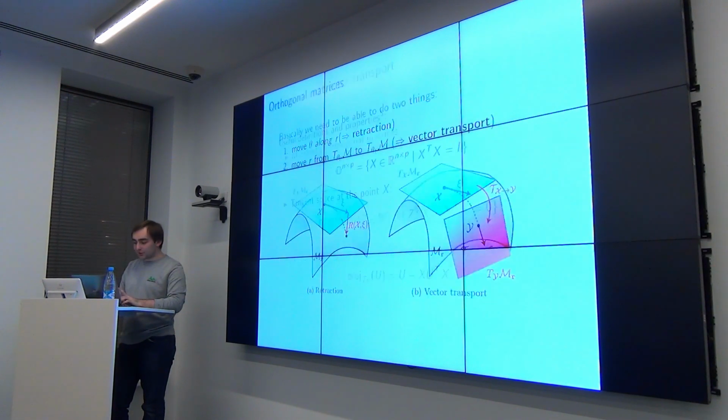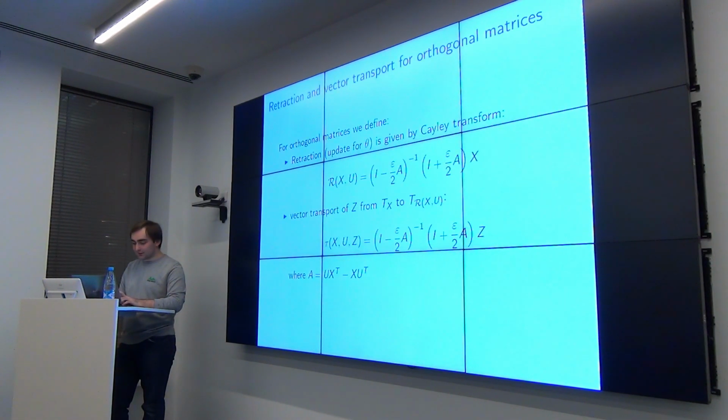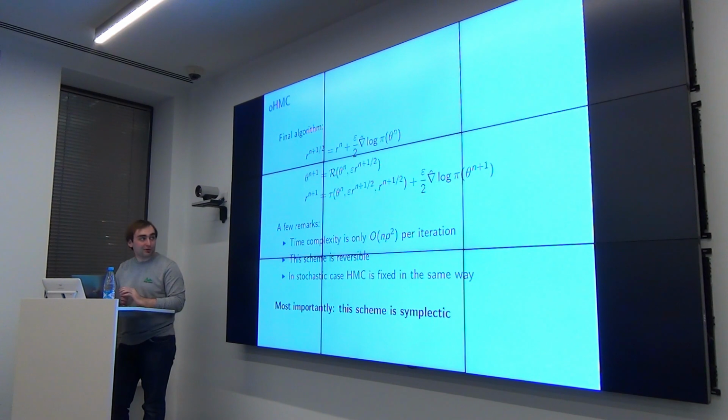Let me show you the slide. It's more clear here. So first we update r by the Riemannian gradient. Then we need to update theta, and we use our retraction.